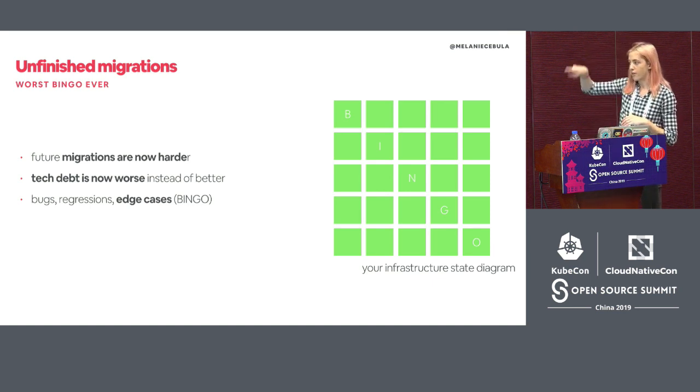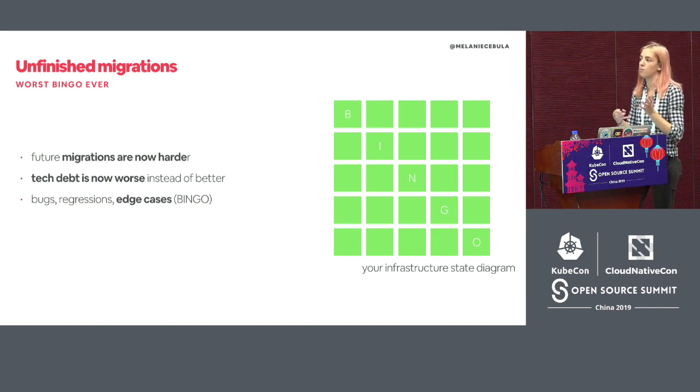And so I kind of call that the bingo, which is you hit an edge case that's so subtle and so few services are running into it, but because of all of the mixed state, that's why they're hitting it. So you don't want your infrastructure to look like this.